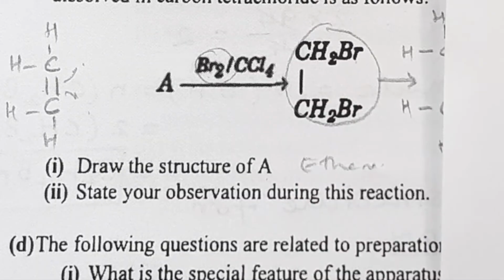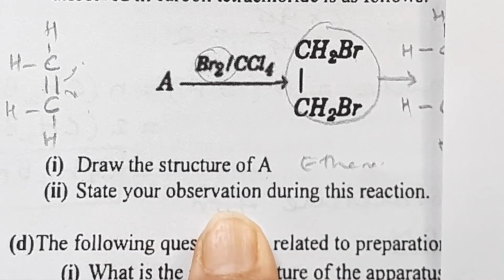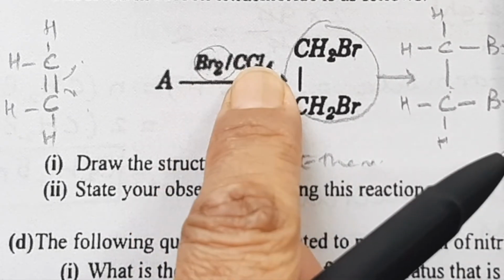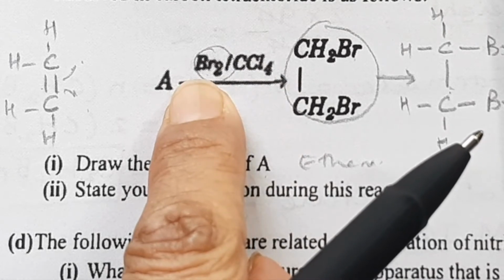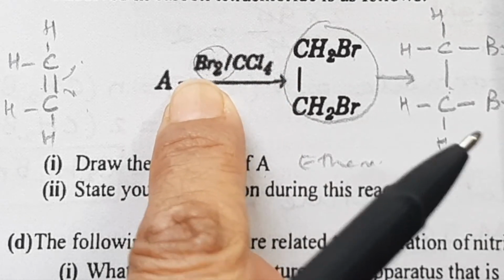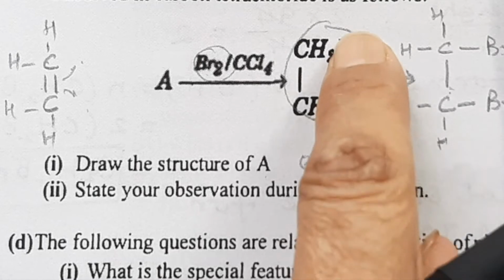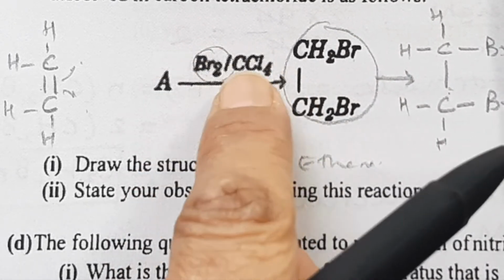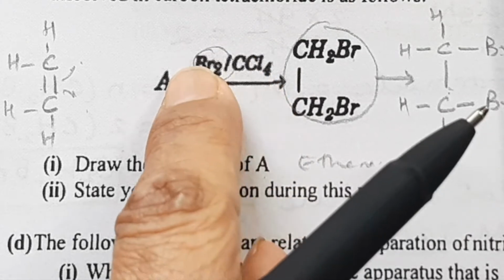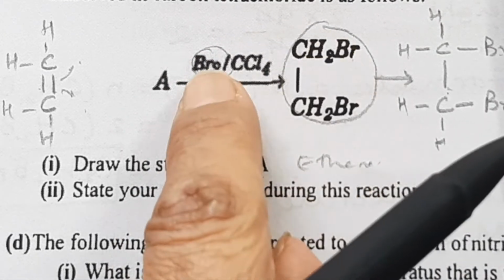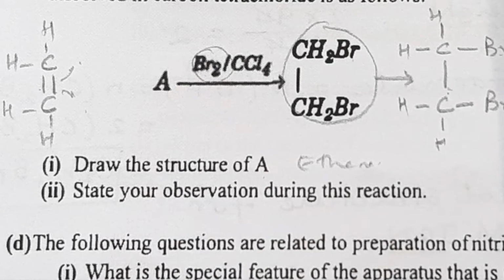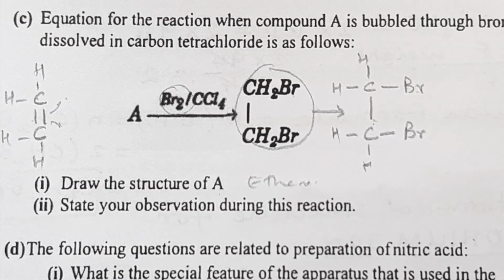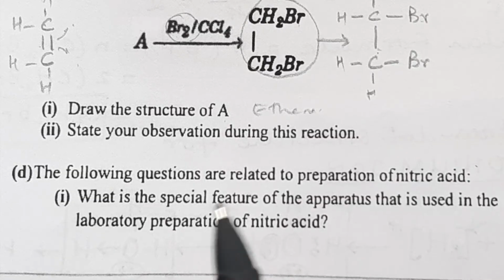Second part says, state your observation during this reaction. Now during this reaction, bromine in CCl4 is reddish brown bromine. But when it got added up over here, this bromine reddish color from this inert solvent CCl4 bromine is gone. And so the reddish brown color of bromine is discharged. Okay. Now we come to part D of question 3.